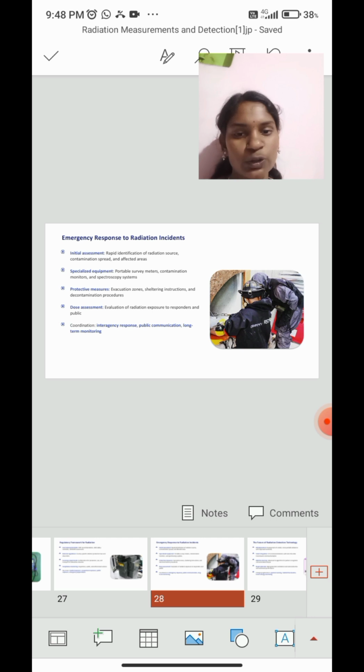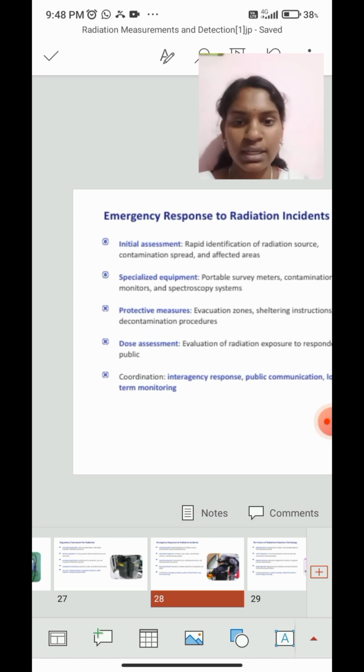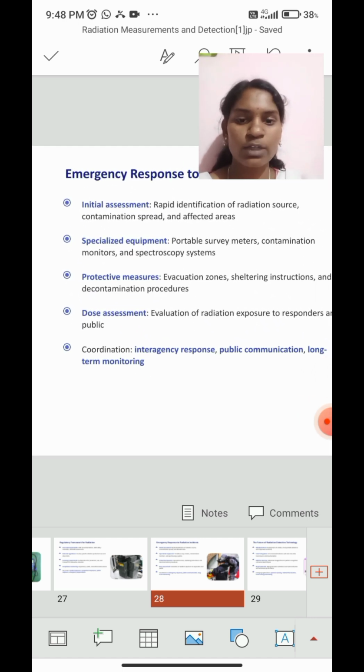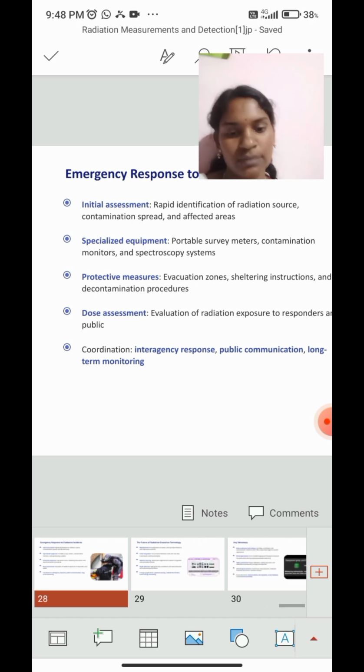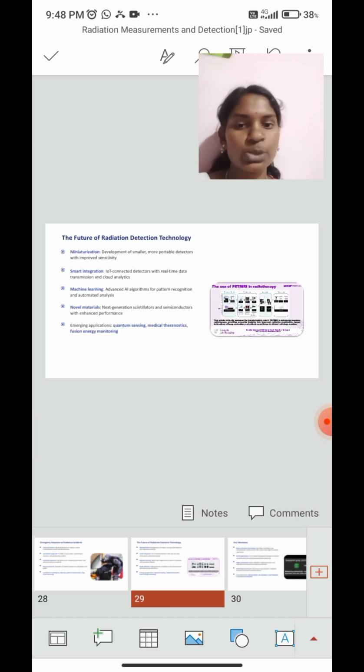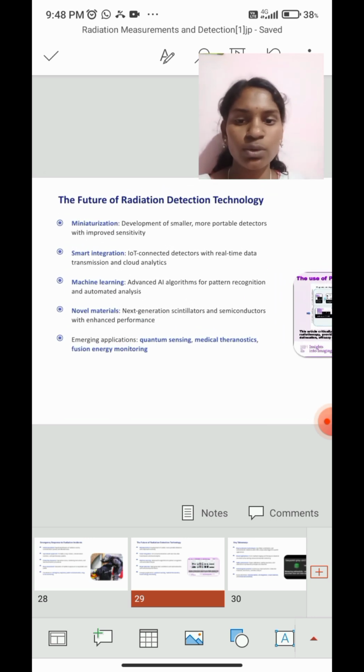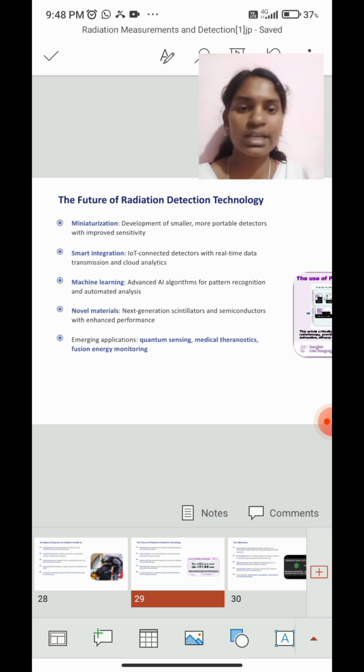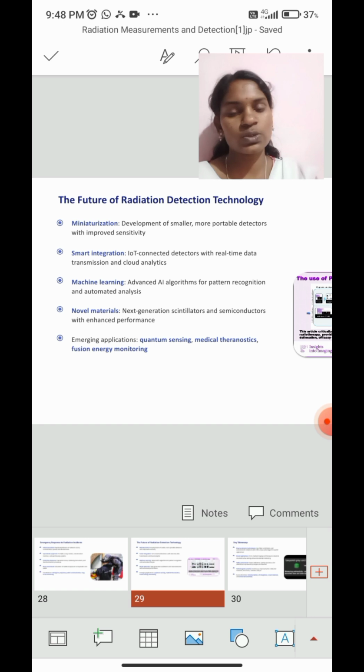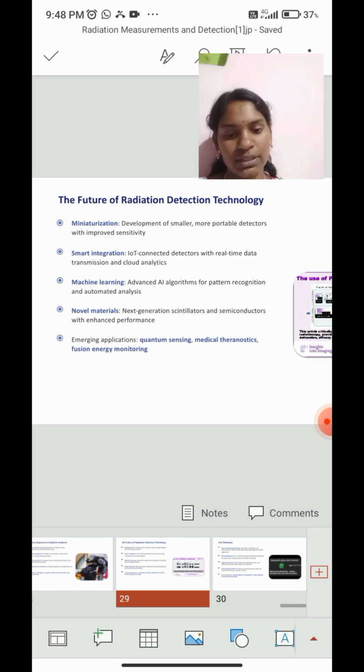Then emergency response to radiation incidents, which we already know from hospitals, the radiation department, and the radiotherapy department. Initial assessment, specialized equipment, protective measures, dose assessment, and coordination. Then the future of radiation detector technology is mainly miniaturization, because CT and MRI are large in size and not portable in hospitals. Smart integration, machine learning, novel materials, and emergency applications.